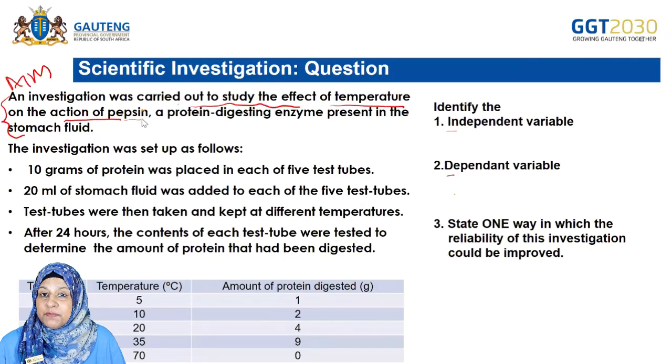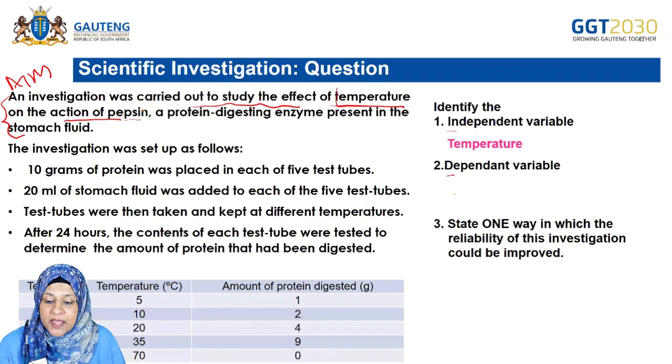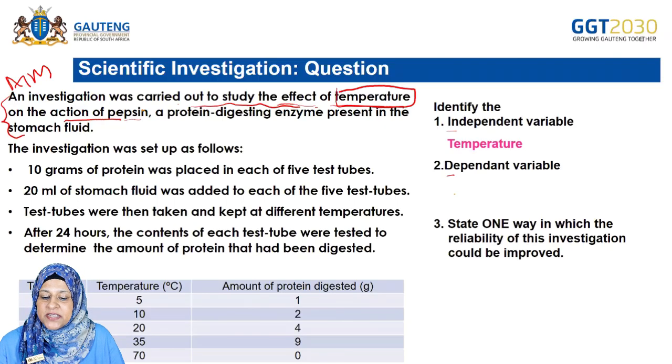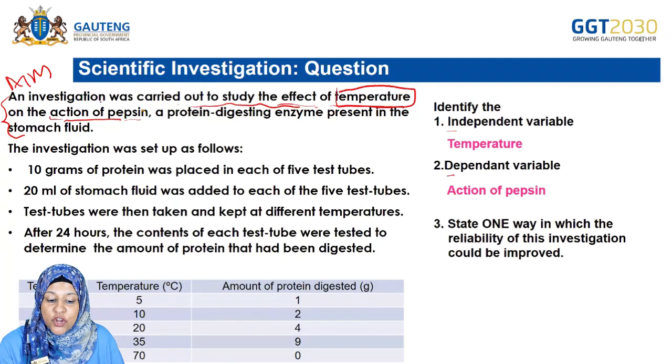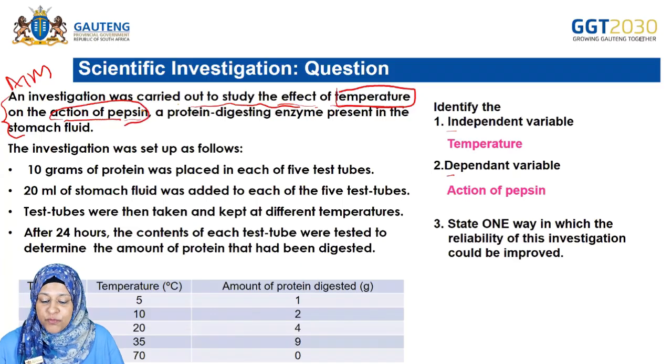So what is going to be my independent variable? Did you guess? Okay, I hope you said temperature. Remember, we don't use effect of temperature or influence of temperature. No, it's just temperature. And our dependent variable then is the action of pepsin. I hope you got that one right. And how was the action of pepsin measured? By the amount of protein that has been digested.